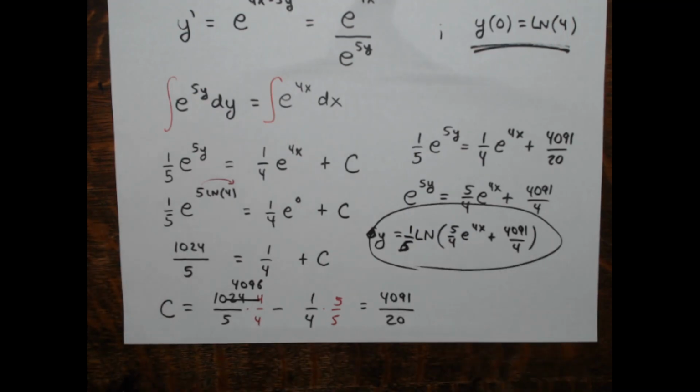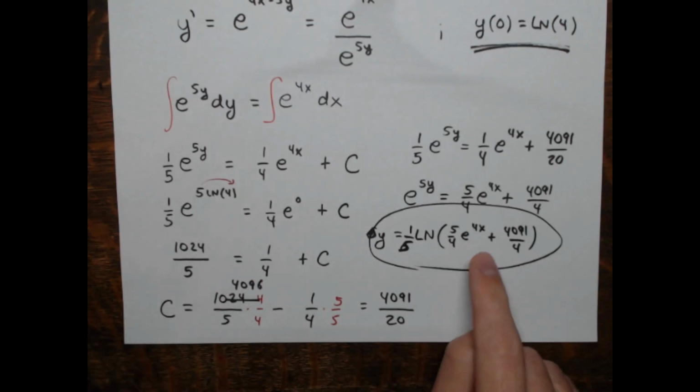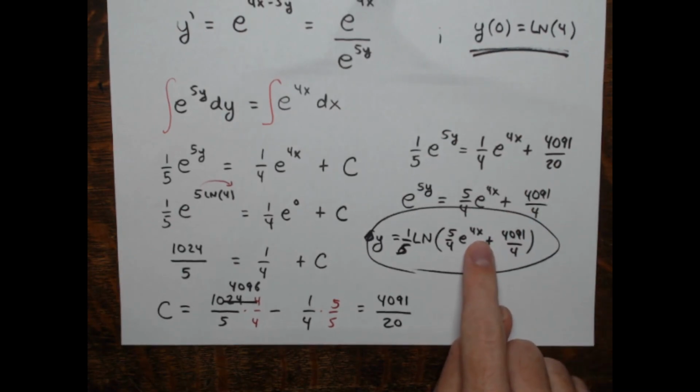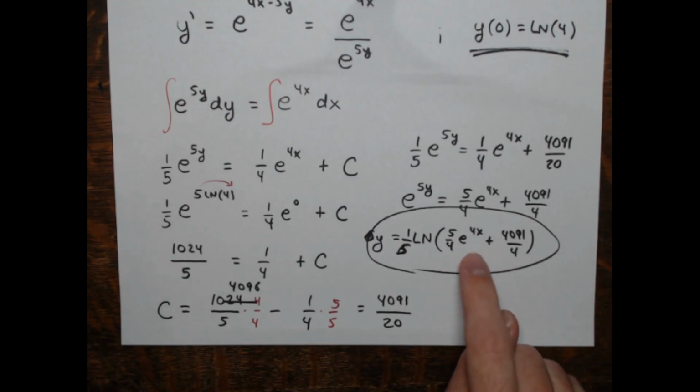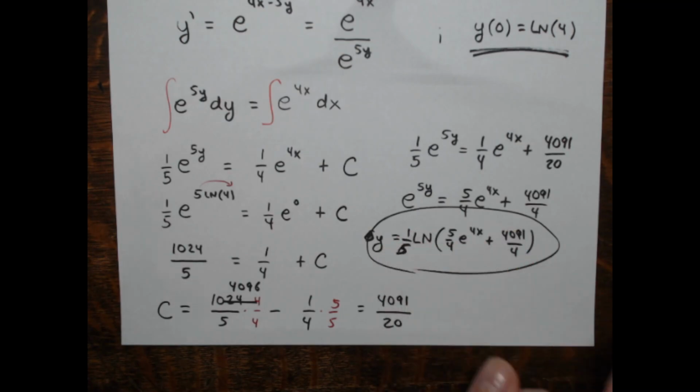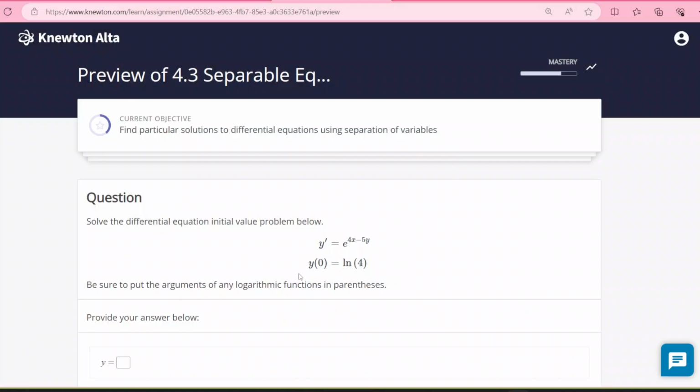And this should work out, right? Because when I plug in 0 for x, it'd be 5 fourths plus 4,091 fourths. That'd be 4,096 fourths, which just cut in half twice would be 1,024, which again is 4 to the 5th power. Pull the 5 out. That's the natural log of 4 when I plug in 0. So this satisfies our condition, and it should also satisfy our equation.